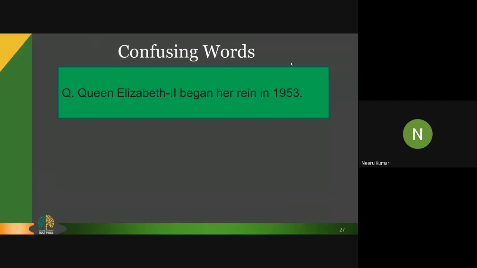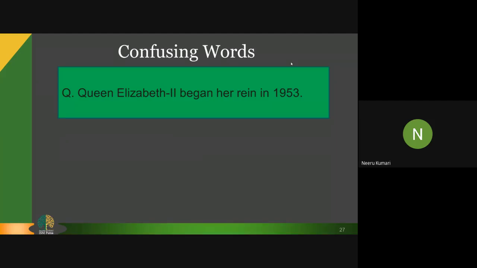Now the next one. Queen Elizabeth II began her reign in 1953. Let me see how many of you are able to answer this in the chat box. Can I get the right word? Could you identify? Okay. So everybody is wrong. I did not get the right answer in the chat box. So let me give you the answer.